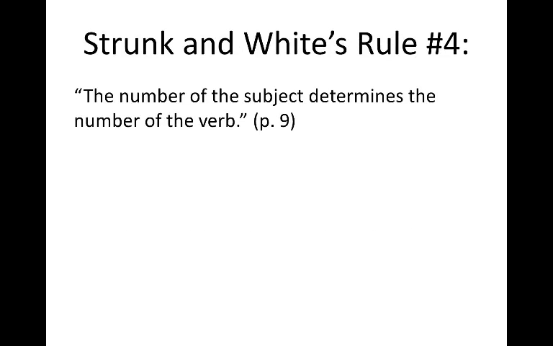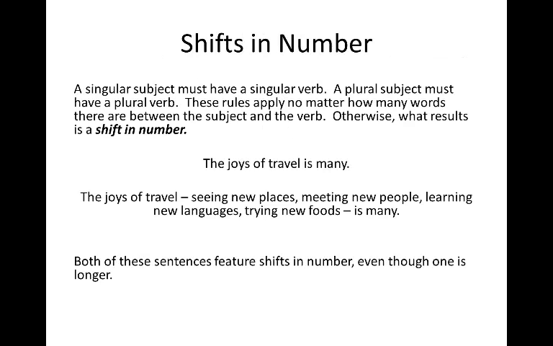correct. Strunk and White's rule number 4 is that the number of the subject determines the number of the verb. A singular subject has to have a singular verb. A plural subject has to have a plural verb. These rules apply no matter how many words there are between the subject and the verb. Otherwise, what results is a shift in number.